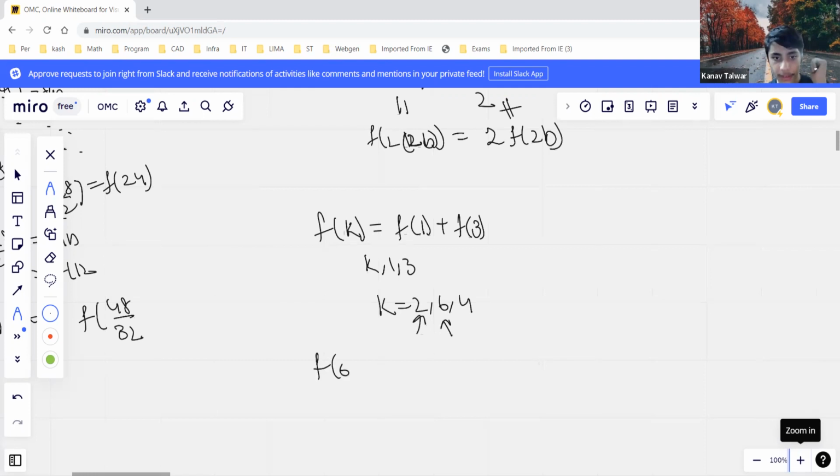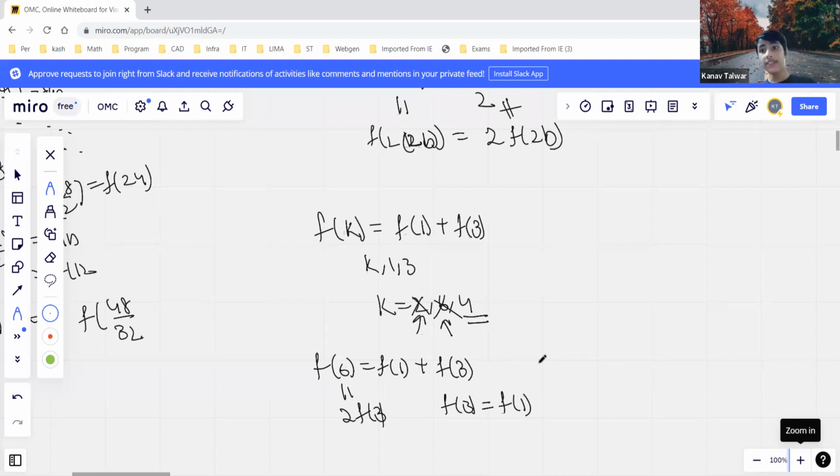Now let's think about 6. So we have f(6) equal to f(1) plus f(3). But f(6) is equal to twice f(3). So again, we have f(3) equal to f(1), which is not possible because of injectivity. So neither can 2 hold true, nor can 6 hold. So k must be 4, which is essentially what we wanted to prove.